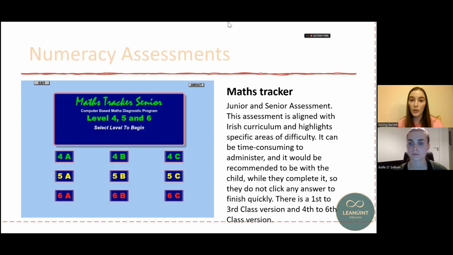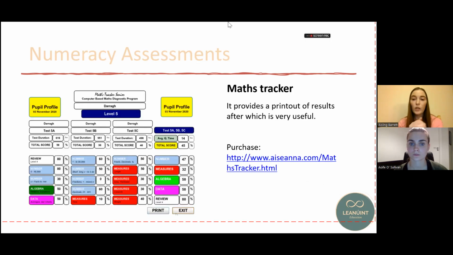It can be time consuming to administer, but I think it is very useful. It provides a printout of results afterwards. So you can see there on the left-hand side one that I did with a child, and we did 5A, 5B, and 5C, and it provides a percentage in each of the strands. So you can specifically see the areas that they are finding difficult. Measures there is jumping out as an area of significant difficulty.